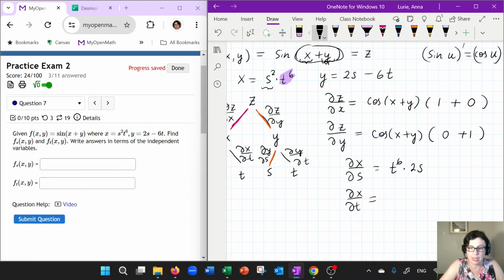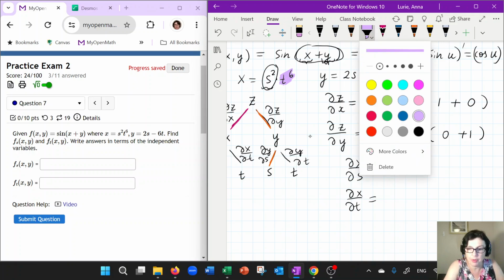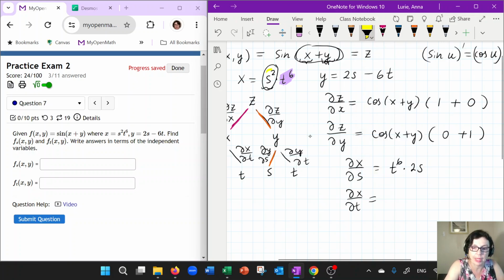Now, let's do the same thing, derivative with respect to t. This time we treat s as a number, so that s squared right here is going to be a number, okay? Just like before t to the 6 was a number, now s squared is a number. And constant multiple rule says that we are going to keep it. And then multiply by the derivative of t to the 6, normal one, which is 6t to the 5. Okay, so we dealt with x.